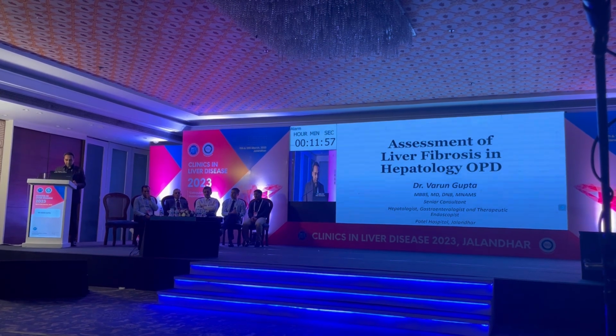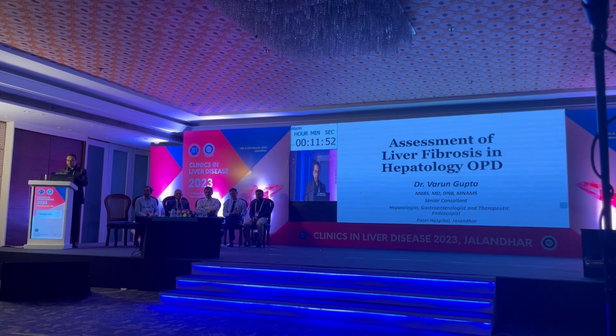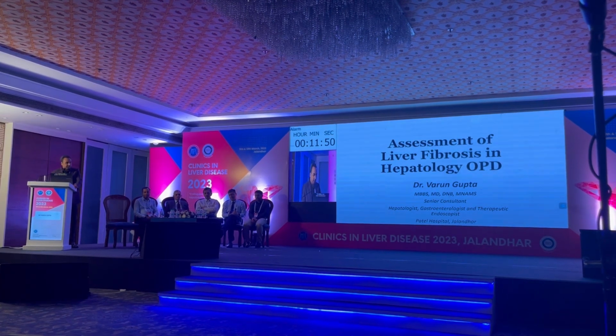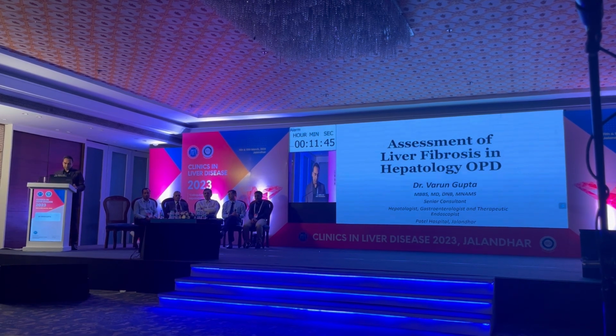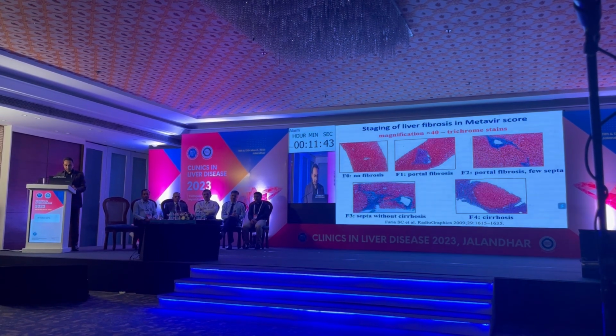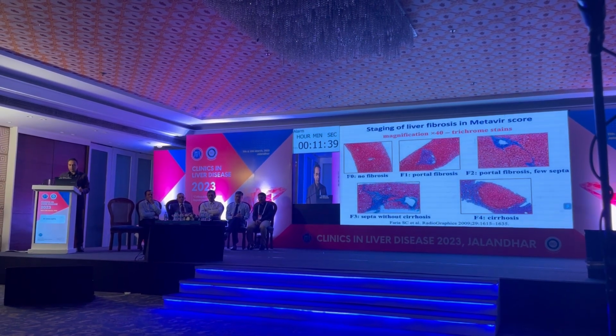So, my academic task is to tell you about assessment of liver fibrosis in a liver OPD, which is a norm now, and without this, the liver OPD will be incomplete. So what are we going to assess? We need to have a replica of these. This is the METAVIR score.